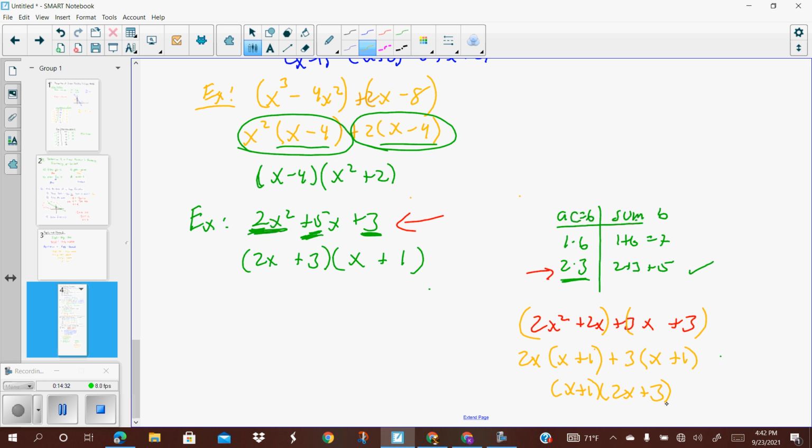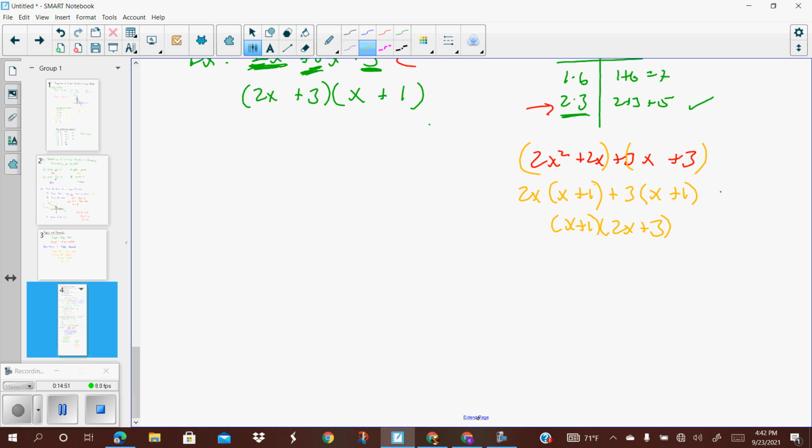Again, this works all the time. It's a little bit of extra work, but it is a method. I still prefer to use the method of trial and error. I think the reverse FOIL is just a little bit easier to do that way. That's just my personal opinion on the matter. Let's do one more example, and I'm going to still do this one with trial and error, but you can use grouping if you choose to.